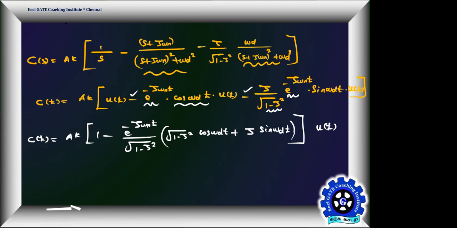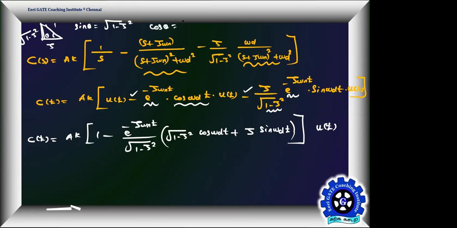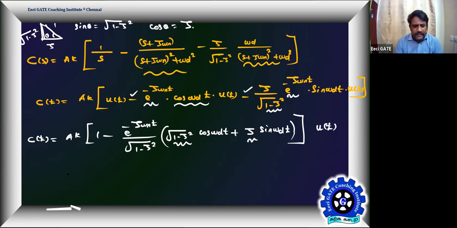Yes, sir. Following, sir. As per our damping triangle, this is our theta. This is our 1. This is our root of 1 minus zeta square. This is our zeta. We remember sine theta. What is sine theta? Root of 1 minus zeta square. Cos theta? Zeta. Replace this by sine theta. Replace this by cos theta.